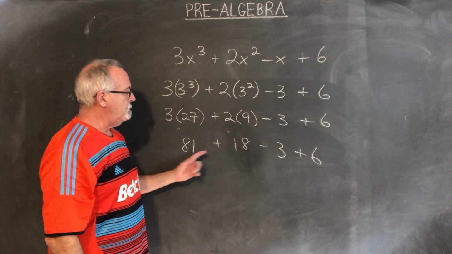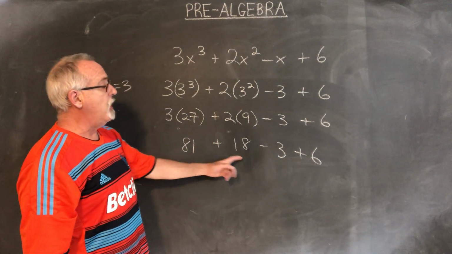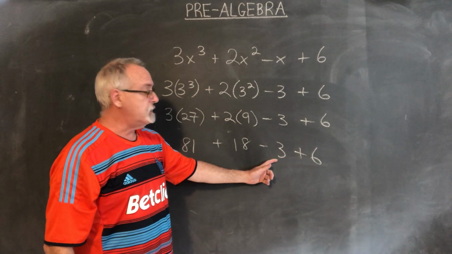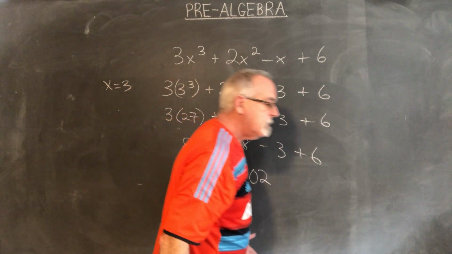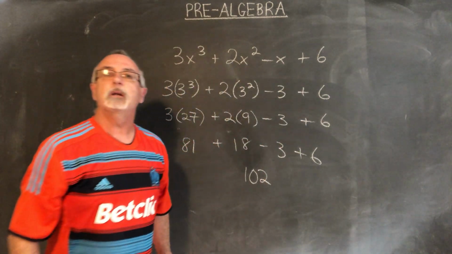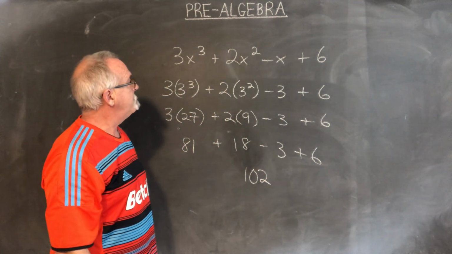I can combine them. 81 plus 18, that is 99. 99 minus 3 is 96. 96 plus 6 is 102. Yeah, 102, that's the right answer. I did it. And I'm pretty much out of time.